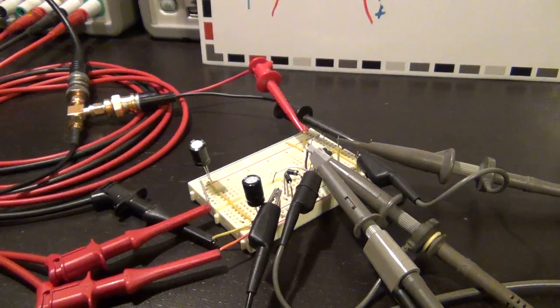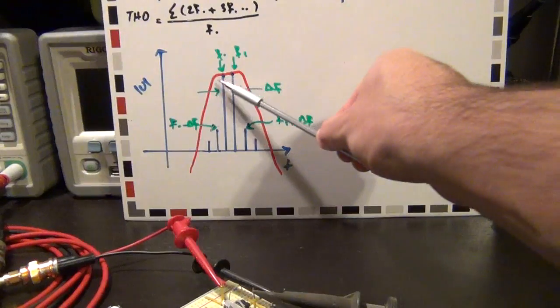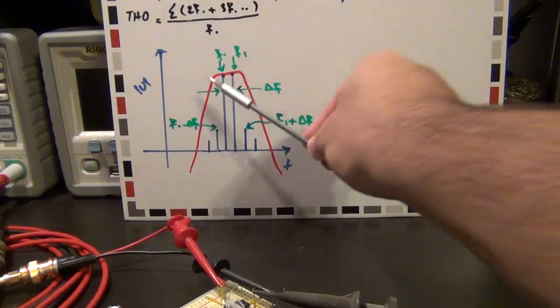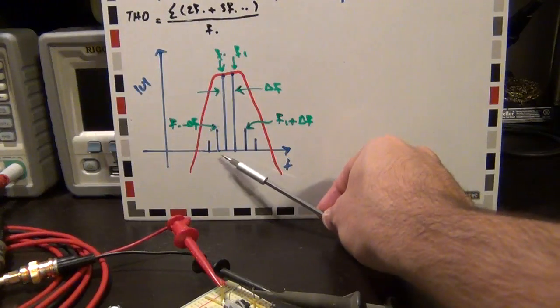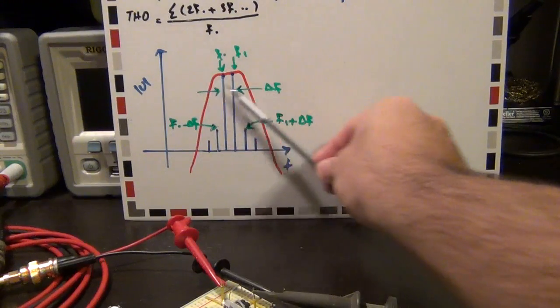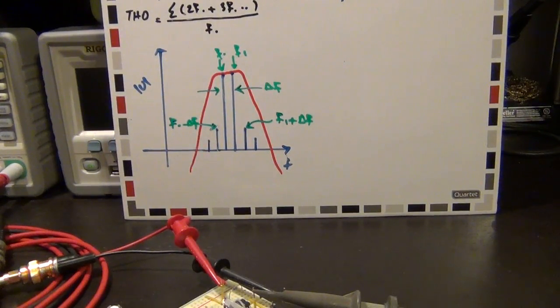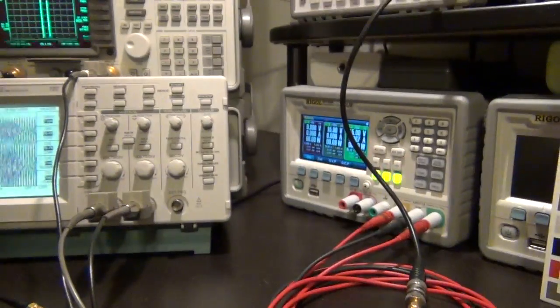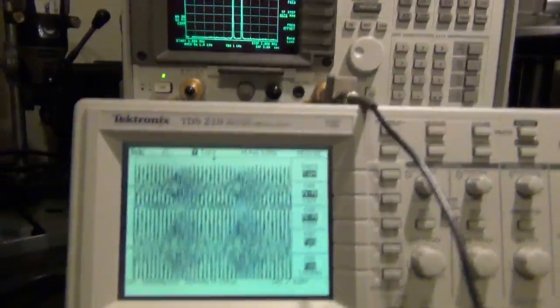Basically the setup is exactly the same. The only difference is it now has two inputs like this. It has a tone at F0 and a tone at F1. This one is at 1.5 megahertz. This one is at 1.6 megahertz. So they're 100 kilohertz apart, and I'm applying them simultaneously. So let's look at what that looks like in the time domain.